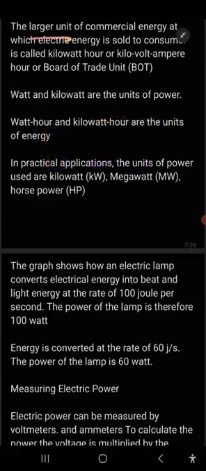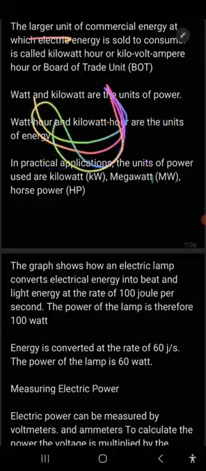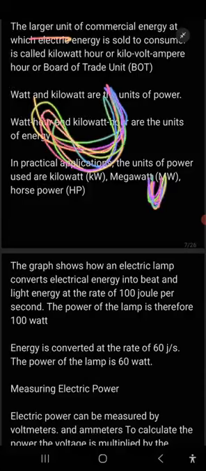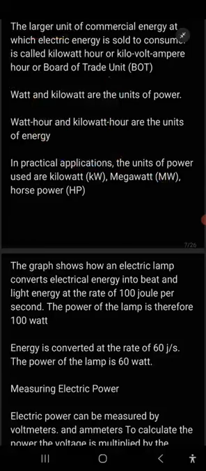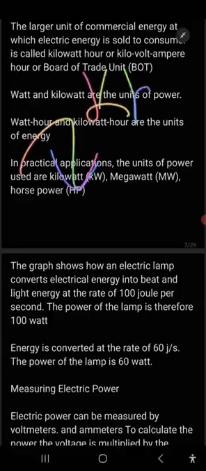Large unit, big unit, small unit. This is the bigger unit of commercial energy at which electrical energy is sold to consumers. When you consume that, it's called the kilowatt hour, kWh.